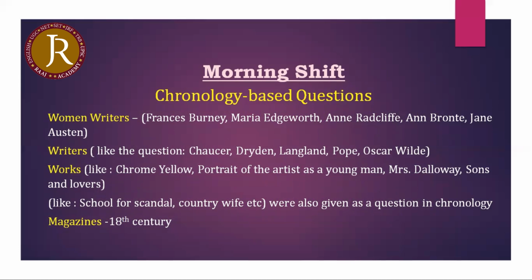In the same way, there were other works from the neoclassical time, anti-sentimental comedies like School for Scandal, and Restoration comedy like Country Wife. Similarly, the magazines of the 18th century, like Dr. Johnson's magazine Rambler, they have given 4 magazines and asked you to arrange in chronology. Most of the questions, if you look at, have been asked that way. So a holistic perspective of all this literature, with the chronological and socio-political aspects, is required to answer these questions.